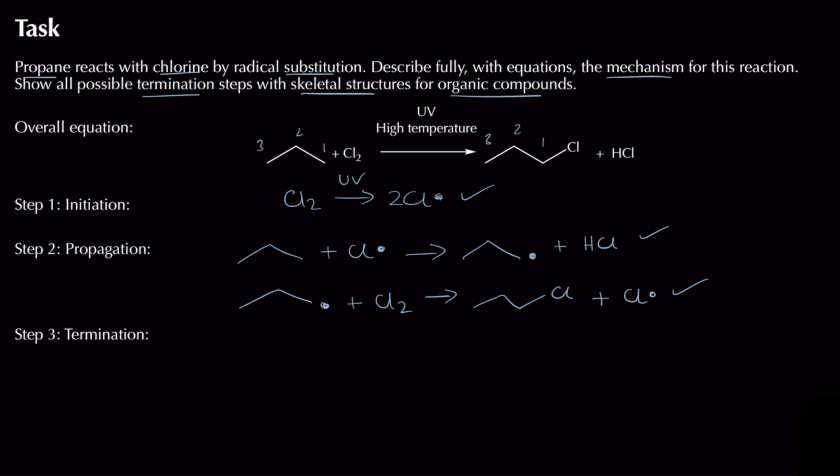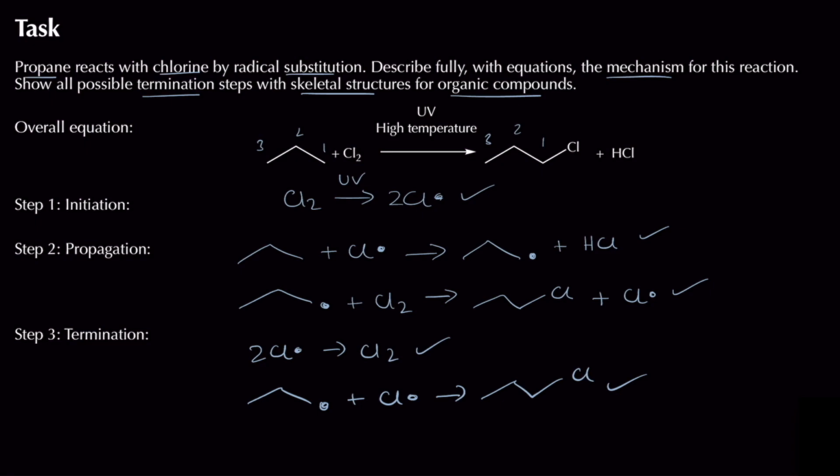Now in our termination step, we're going to get 3 combinations. The easiest one is going to be 2 chlorine radicals reacting together, and we end up reforming our chlorine molecule. The next one is of course we take our propane radical and react that with a chlorine radical, and we end up making the neutral molecule that we're after, which is going to be 1-chloropropane.